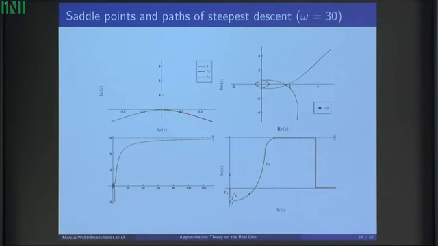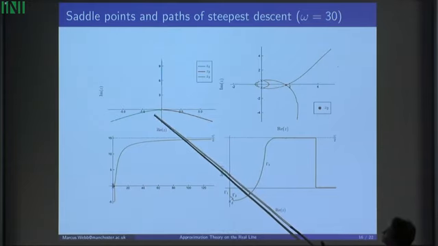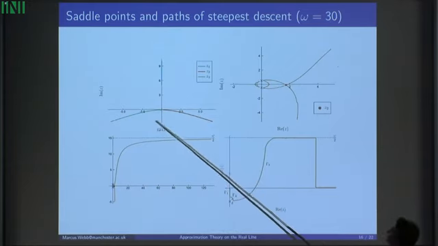Okay, but what do these saddle points look like? Well, there are three of them. It was the roots of a cubic. And what I've plotted here, well, actually, I think Karen did this plot. Let's give her credit.